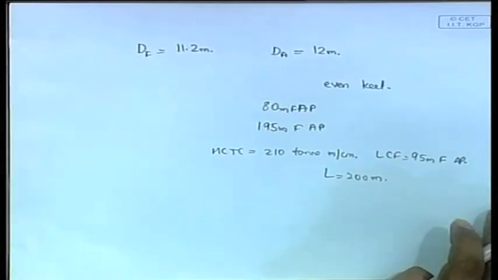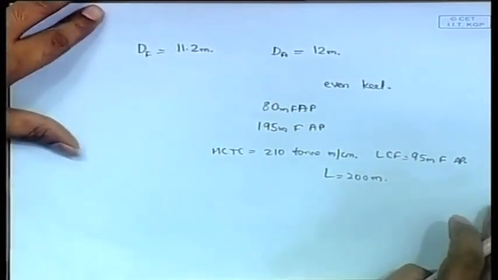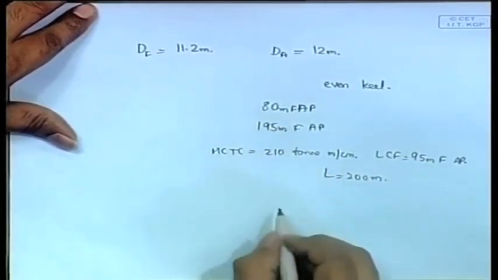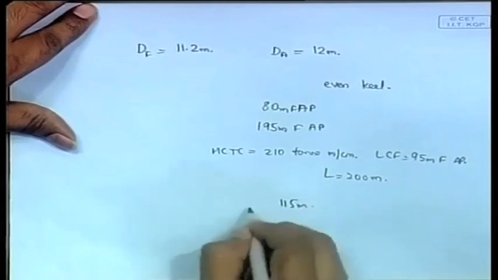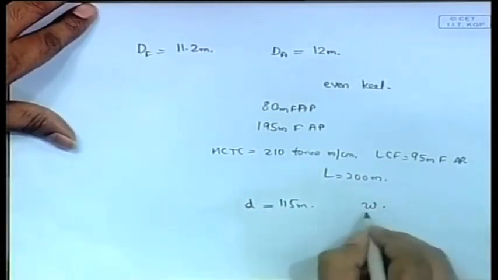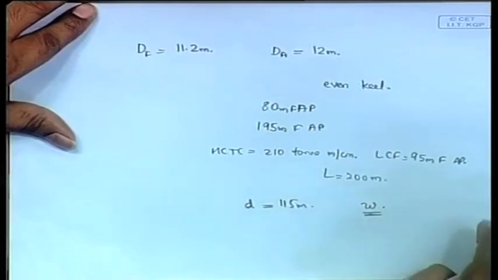First of all, we can find how much distance has to be shifted: 195 minus 80, so 115 meters. This is the distance through which a weight W of ballast water has to be shifted. This is what we need to find out.